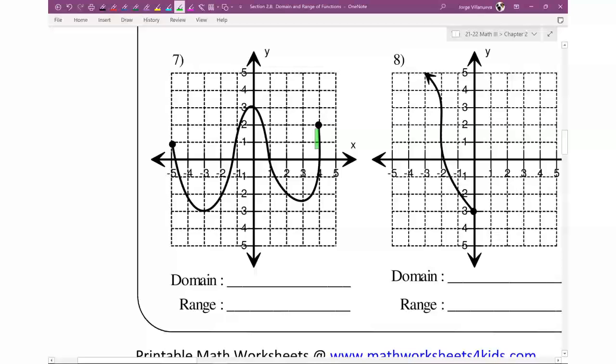What is its domain? So how far left does it go? Negative 5. How far right does it go? 4. Does it include negative 5? Is there a nice solid dot there? Yeah, right? Does it include 4? Well, yeah, it's going right through. It's right here. The dot's right here. So it is including that. Notice it does include negative 5 and 4. So there you go.